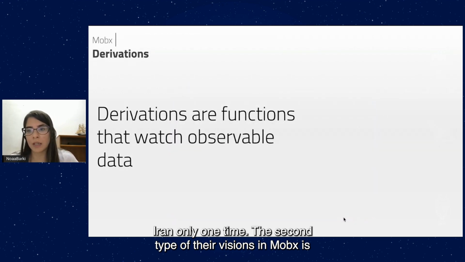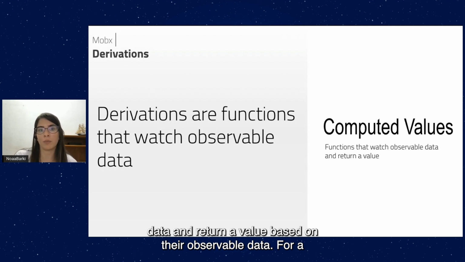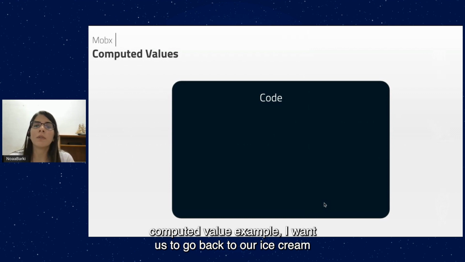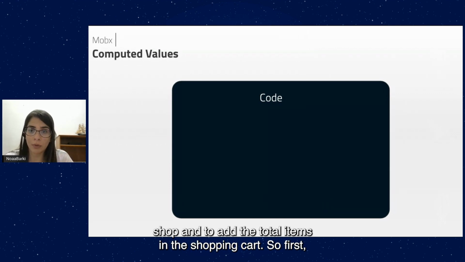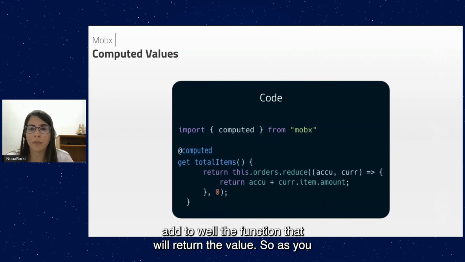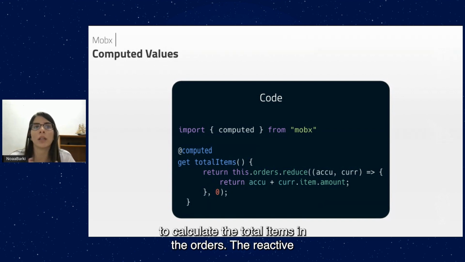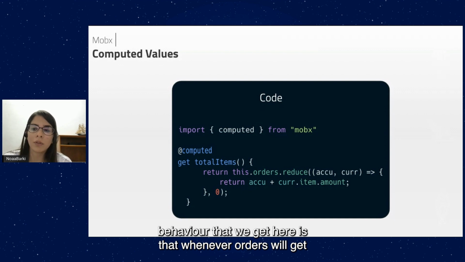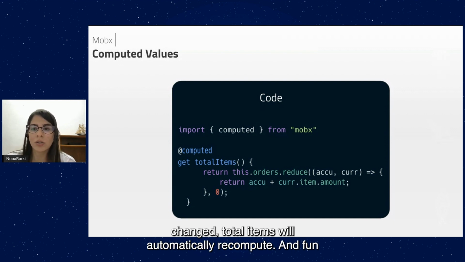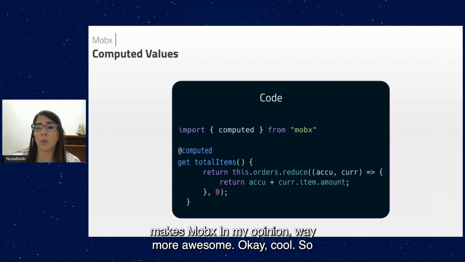The second type of derivation in MobX is computed values. These are functions that watch observable data and return a value based on the observable data. For a computed value example, I want us to go back to our ice cream shop and add the total items in the shopping cart. First, I'm going to use the computed decorator, and then I'm going to add the function that will return the value. As you can see here, we are watching orders and calling reduce on it to calculate the total items in the orders. The reactive behavior that we get here is that whenever orders get changed, total items will automatically recompute. And fun fact, by the way, computed values are memoized, which makes MobX, in my opinion, way more awesome.